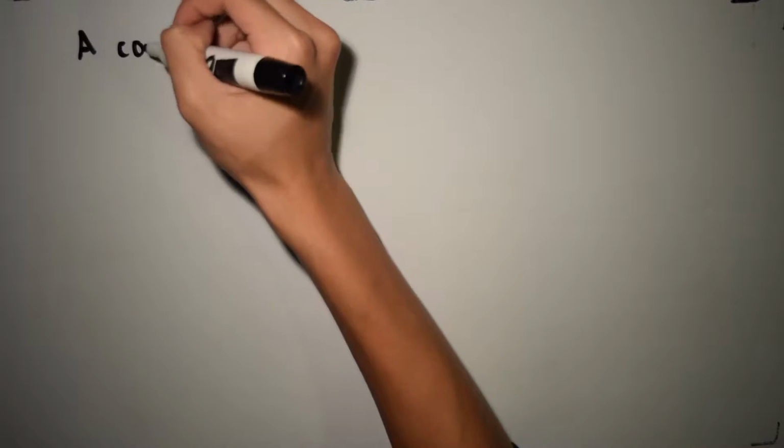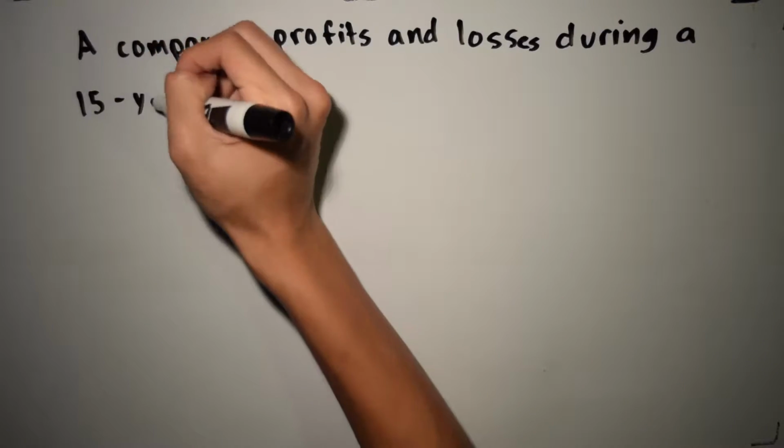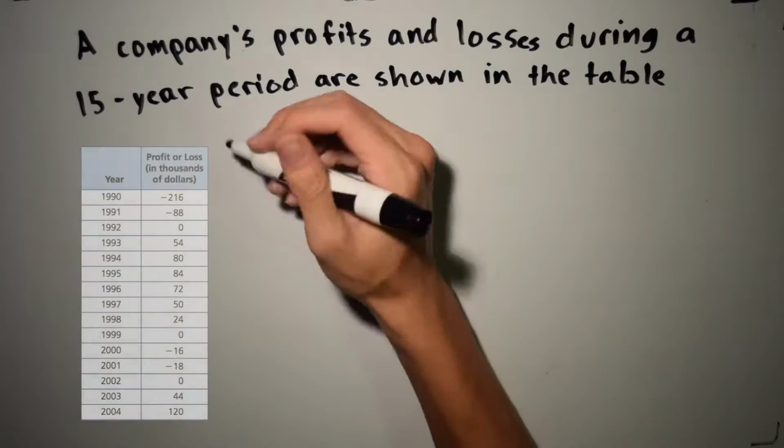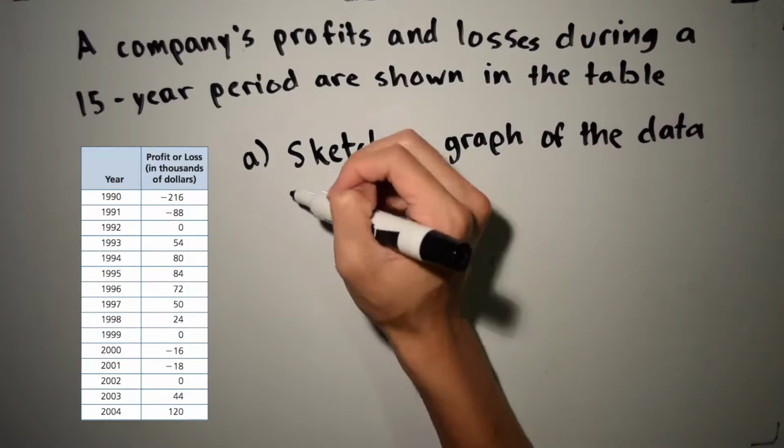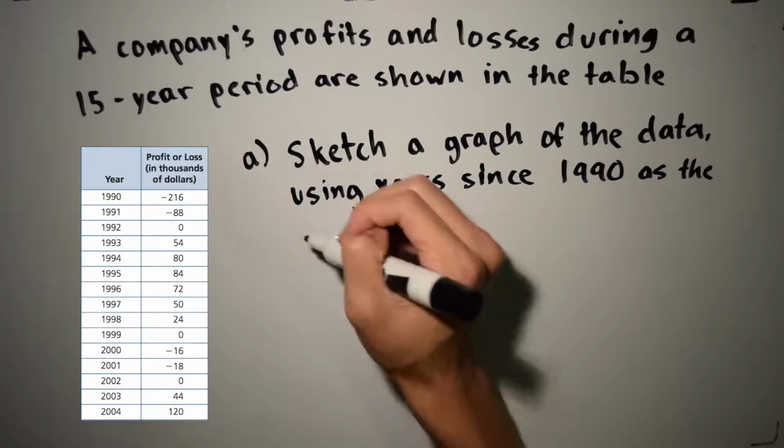This question can be found on page 148 and is number 11. The question states, a company's profits and losses during a 15-year period are shown in the table. A. Sketch a graph of the data using years since 1990 as the values of the independent variable.